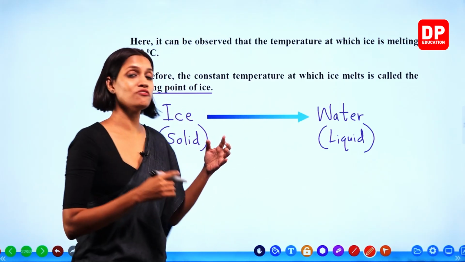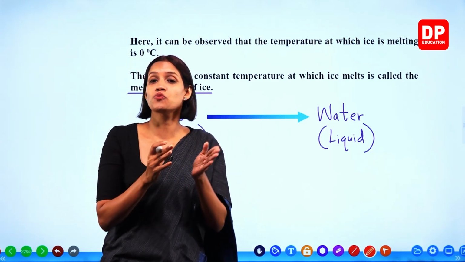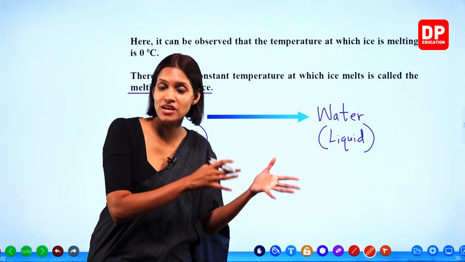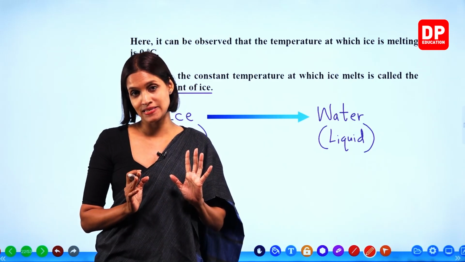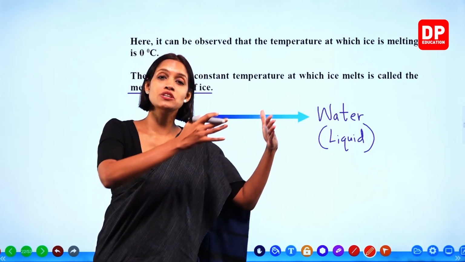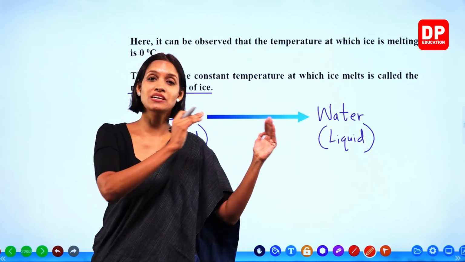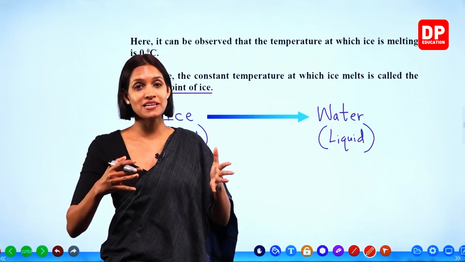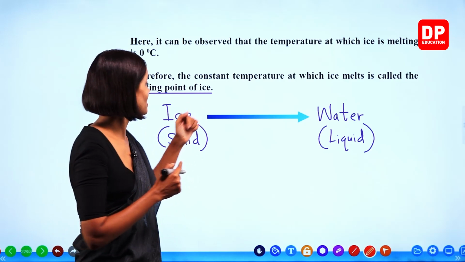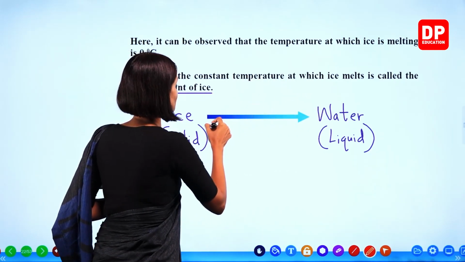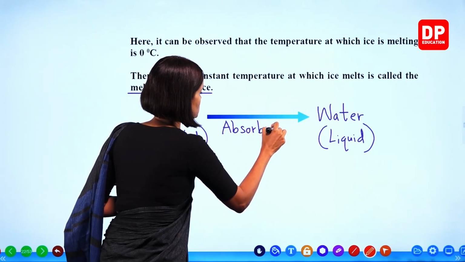How does this happen? When ice is taken out of the fridge, what happens? Ice absorbs heat. So when you compare ice and the outside temperature, the temperature outside is higher than that of ice. Therefore, heat transmits from the environment to ice. Ice absorbs heat from the environment. So, ice turns into water by absorbing heat.